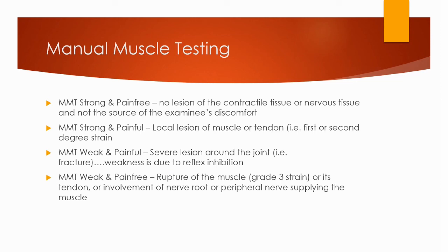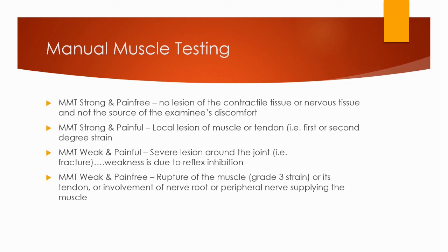So with manual muscle testing, there's a few combinations of findings on physical examination that will help direct our attention to the structure injured. So for example, in examinees who produce strong manual muscle testing, in other words, the muscle testing is strong and pain-free, that tells you that there's no lesion of the contractile or nervous tissue, and neither of those are the source of the examinee's pain or discomfort. The contractile tissues are normal, the nervous tissues are normal. The examinee is able to produce +5 resistance in the absence of pain. This is considered a normal or a negative finding with no injury to the contractile tissue and no injury to any of the nervous structures.